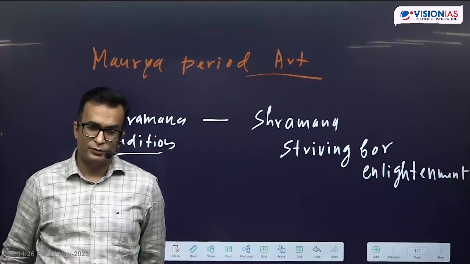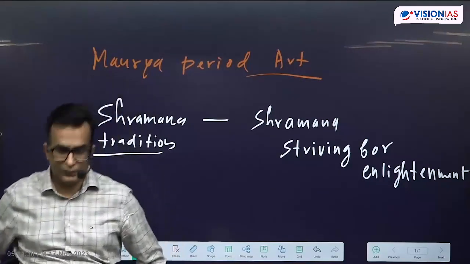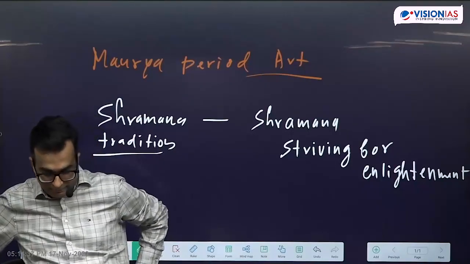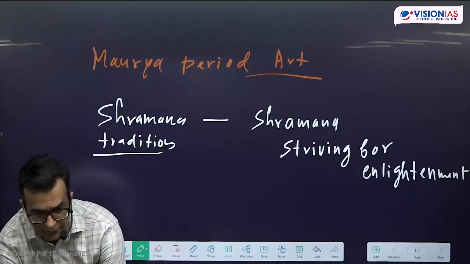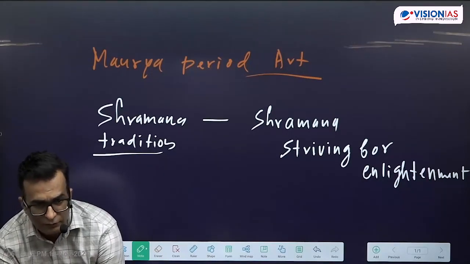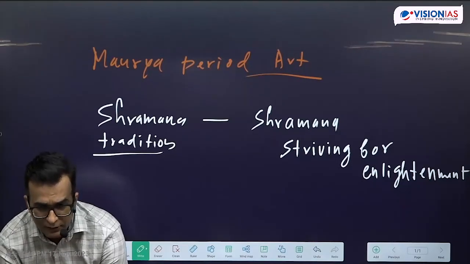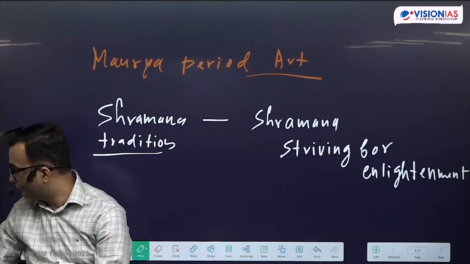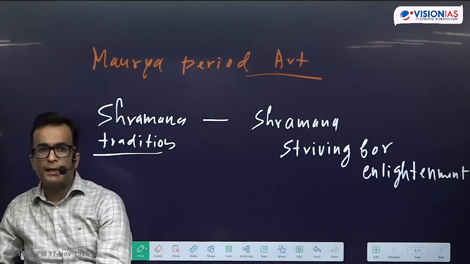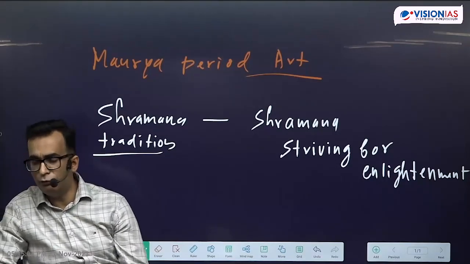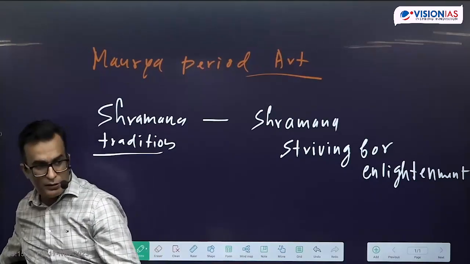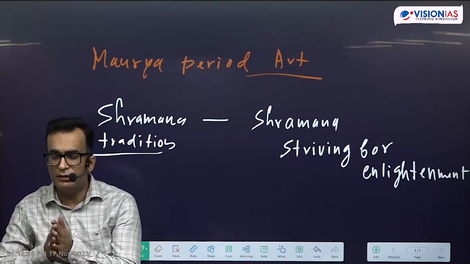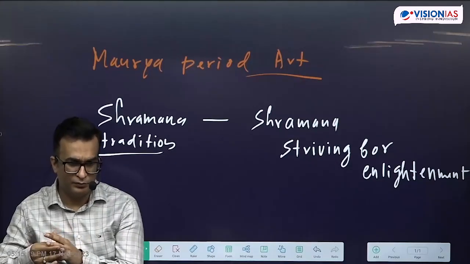Then striving for enlightenment. So you write: in the rear end of the later Vedic period, a progressive section of the society initiated a movement against the discriminatory practices of the Vedic society.